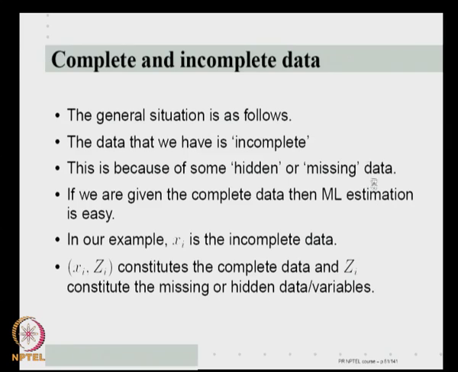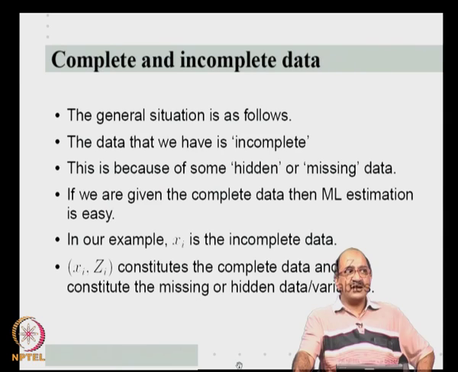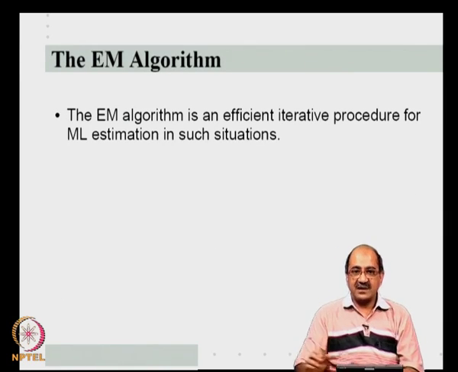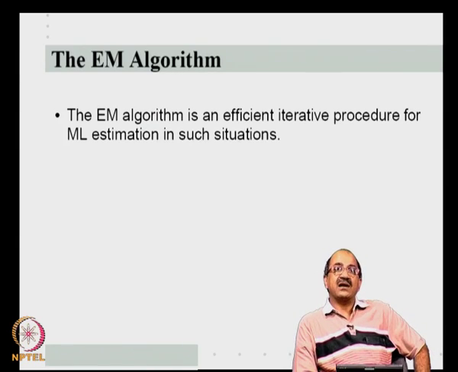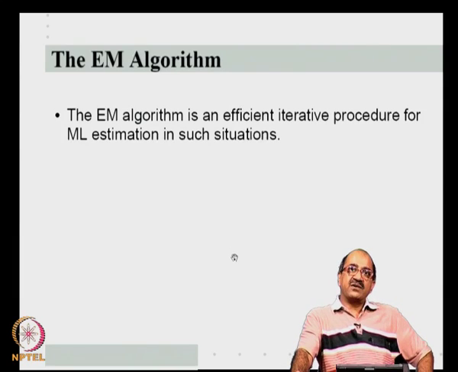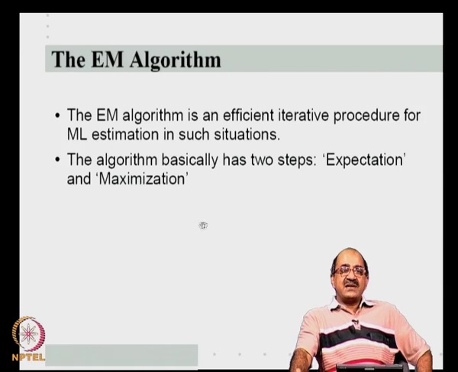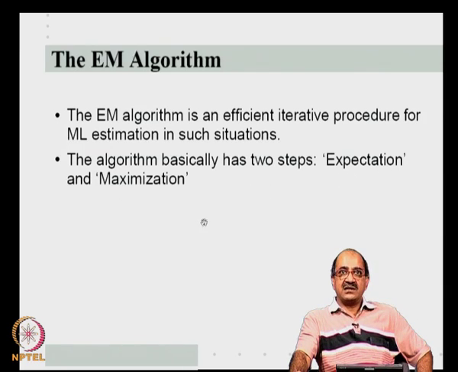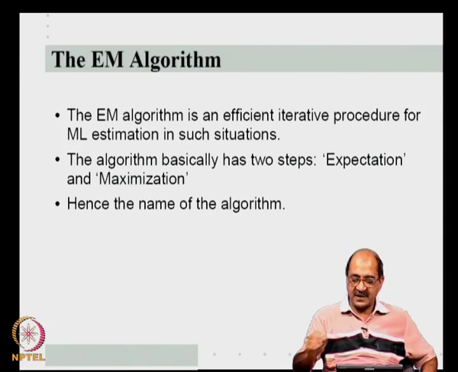So, we are given incomplete data, and we can hypothesize some missing data like the z_ij variables here, such that if I am given x_i, z_i as my actual complete data, then the estimation is simple. This kind of thing is true for all mixture density estimation. So, now we are seeking a general method whereby I hypothesize some missing variables z_i in such a way that if I am given x_i, z_i together, my estimation is very simple, but I am only given x_i. What can I do about estimation? That is the question we would like to ask. The algorithm that specifically addresses this question is called the EM algorithm. It is an efficient iterative procedure for maximum likelihood estimation in such situations. The algorithm basically has two steps, the expectation step and the maximization step, and that is the reason for the name expectation maximization algorithm, or EM algorithm.